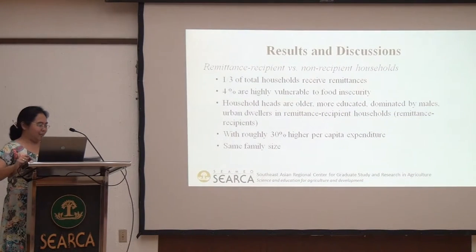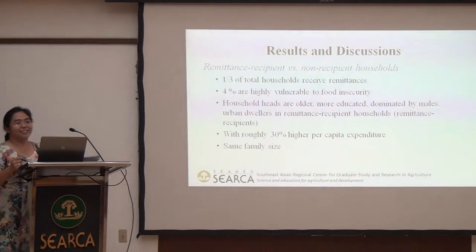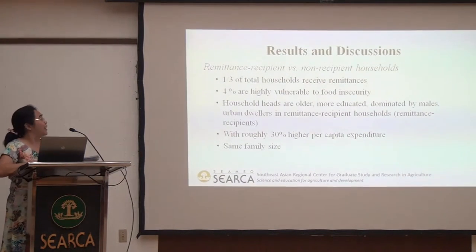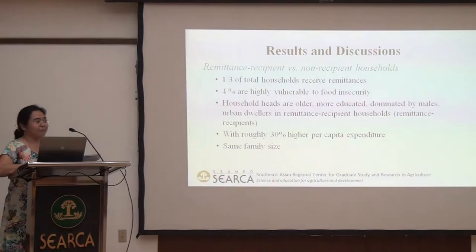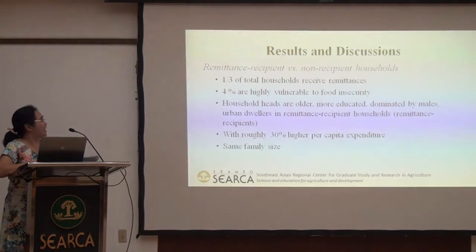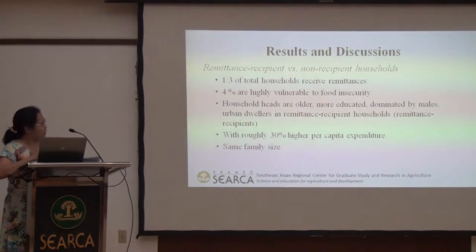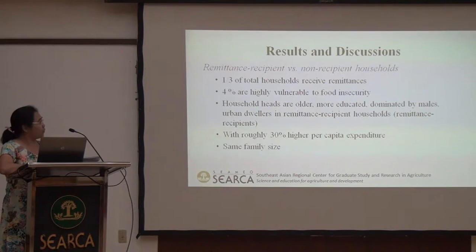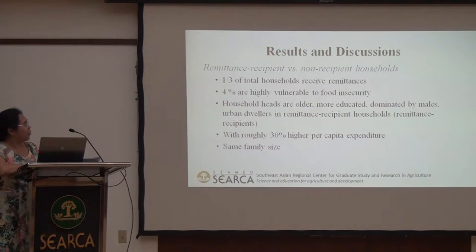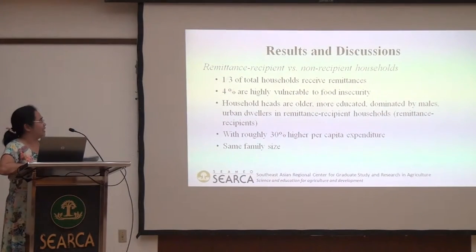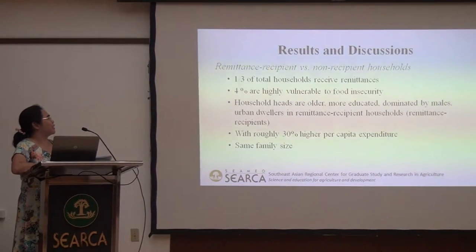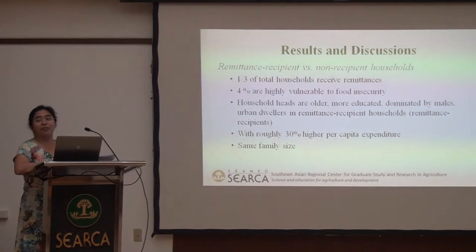So finally we arrive at the results and discussion part. Based on the 40,000 households, more than one third of the total households receive remittances. So one third is kind of big. Unfortunately, 4% are highly vulnerable to food insecurity.